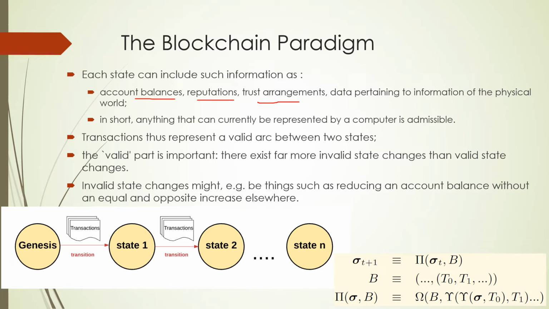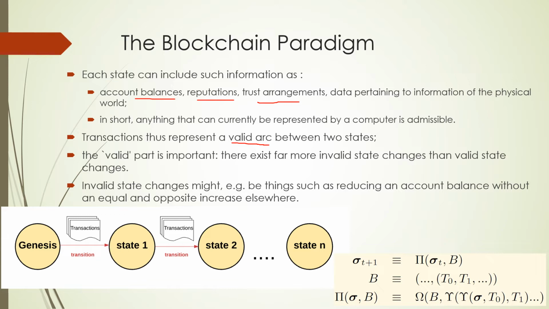Transactions which are packed into a block represent a valid arc or a valid edge or a valid transition between two states. Why do we call a block of transactions a valid arc? Why do we say valid? Because there are far more invalid state transitions and state changes than valid ones. And there exists a way to distinguish valid transitions or valid arcs from invalid arcs.